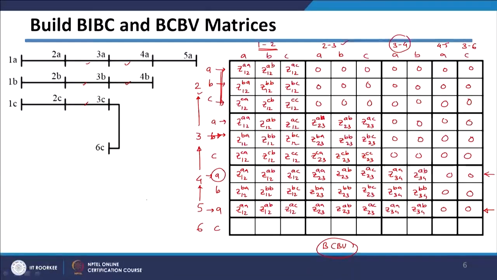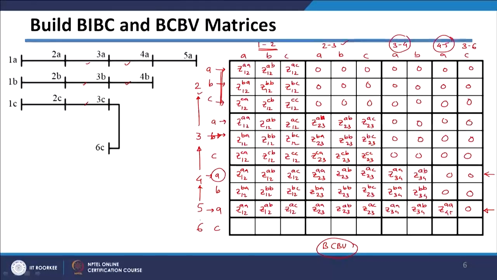since we are talking about branch number 4 5, we need to replace this entry by impedance of 4 5, and in 4 5 only one phase is existing. So, therefore, there will actually be a 1 by 1 matrix. So, it will basically be Z 4 5 AA.